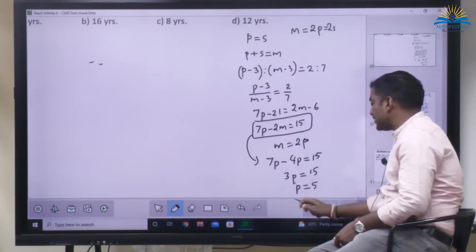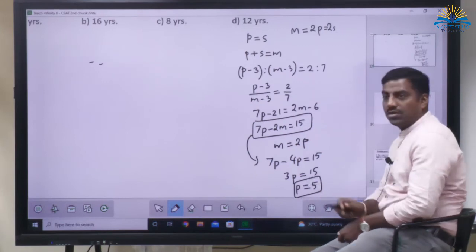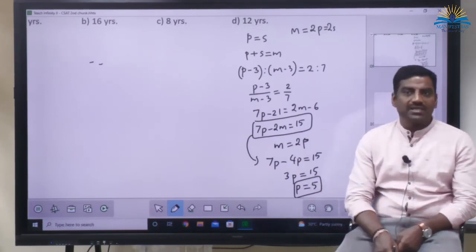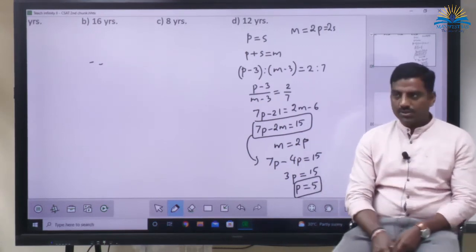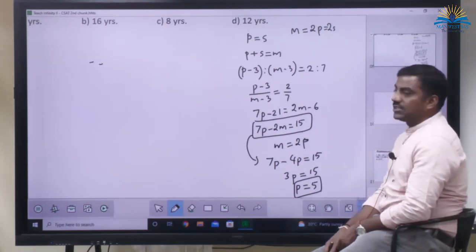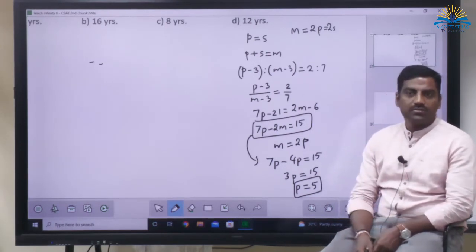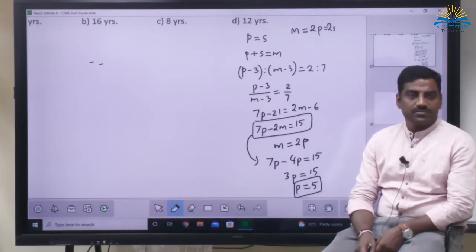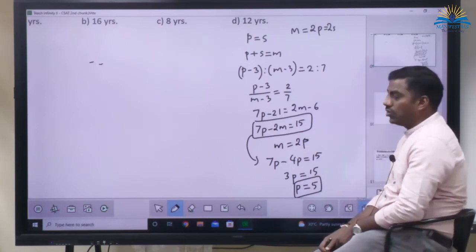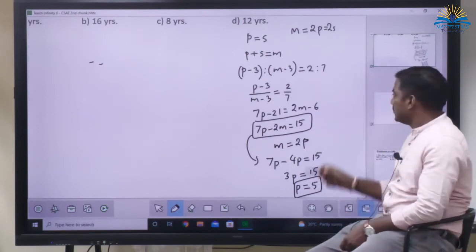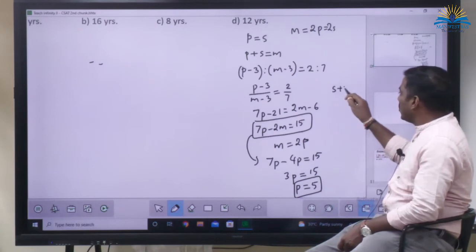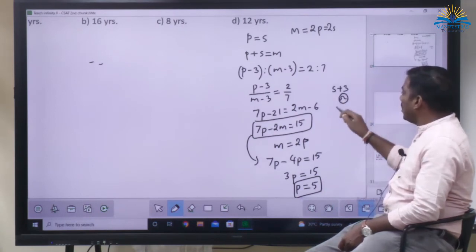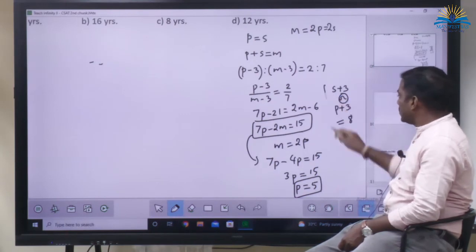Either you get the age of Shipra or Pooja, it is the same, no? Because Pooja and Shipra are of same age. P is equal to 5 or S is equal to 5. Finally, what you want? Shipra's age after 3 years. 8 years. So S plus 3 is equal to 8. Done? So S plus 3 or P plus 3 is equal to 8. So this is the answer.